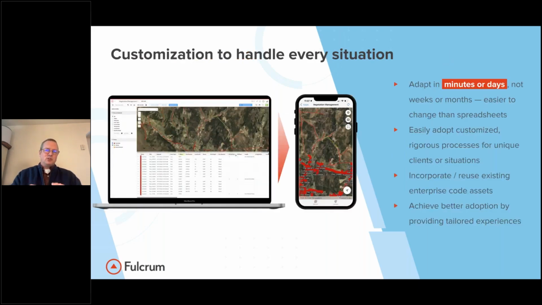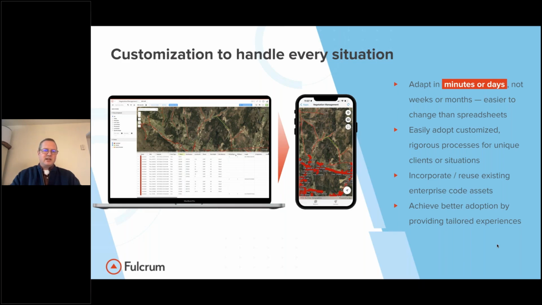One of the things we have to be able to do in order to help you standardize on Fulcrum across your entire organization for all field process management and field data collection is adapt to any situation you've got. And so we focus very hard on making sure that that's super easy to do, in minutes or days, not weeks or months, and take those rigorous processes and adapt them quickly for changing circumstances. And there's a lot we can do to integrate code from enterprise assets and so on.